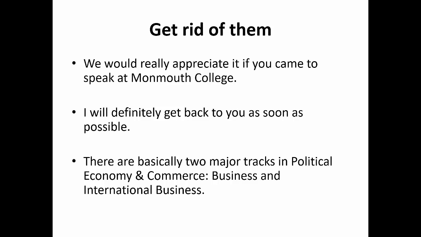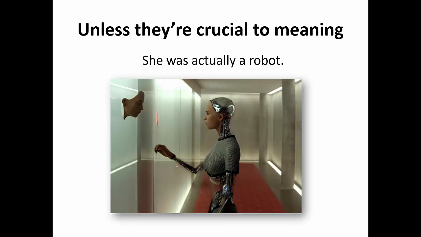So we want to strike out these words like really, definitely, or basically. Delete them unless they're crucial to the meaning. So, she was actually a robot. In this case, she was actually a robot. In general, when people say those kinds of things, they're not accurate.